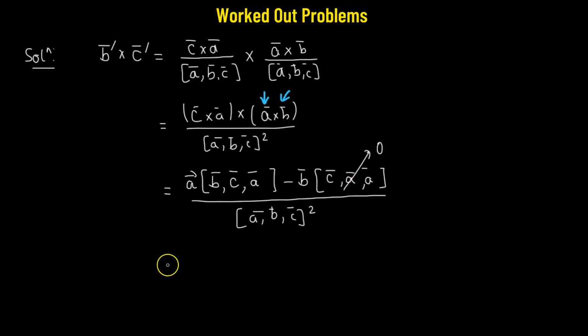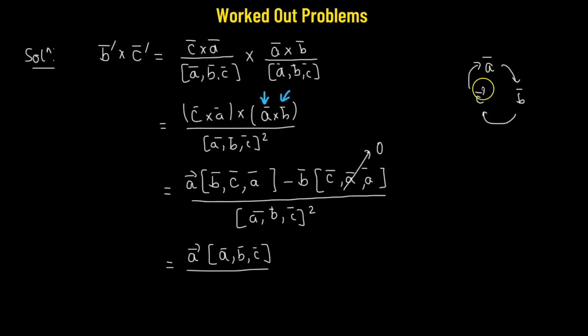So that means in the numerator, we are left with vector A times BCA, but BCA is equivalent to ABC. That is because the scalar triple product is cyclical in nature. That means, if we consider vector A, vector B, vector C, A goes to B, B goes to C, and C comes back to A.